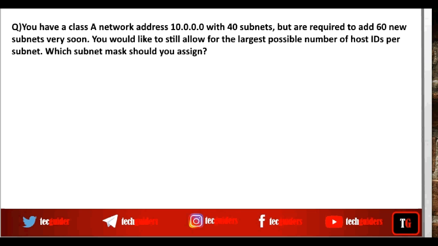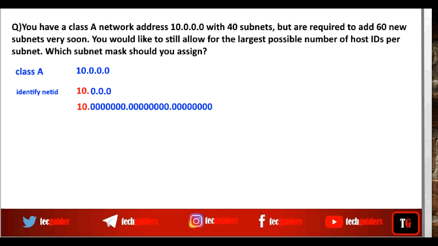Given network address is 10.0.0.0. First of all, identify the class to which this address belongs. Given that it is a class A network address, the first octet is within the range 0 to 127. Next, find out the number of bits which identify the network. Since it is a class A network, the first octet identifies the network. So we shall open the remaining 3 octets.